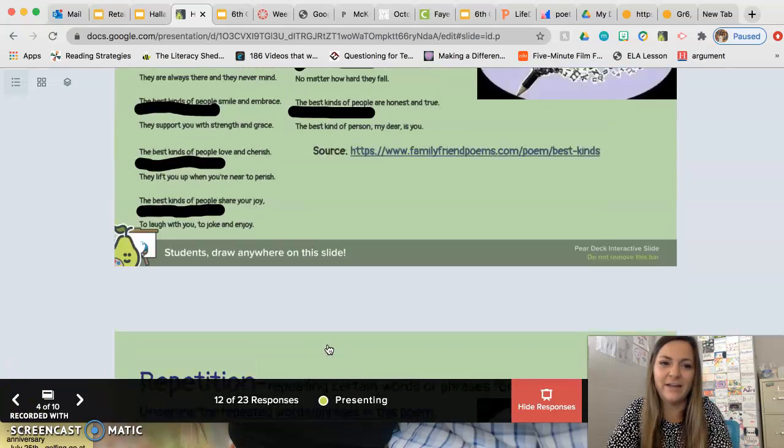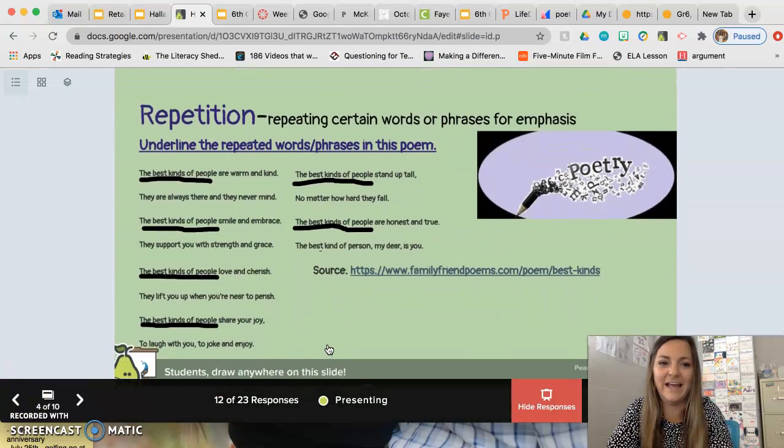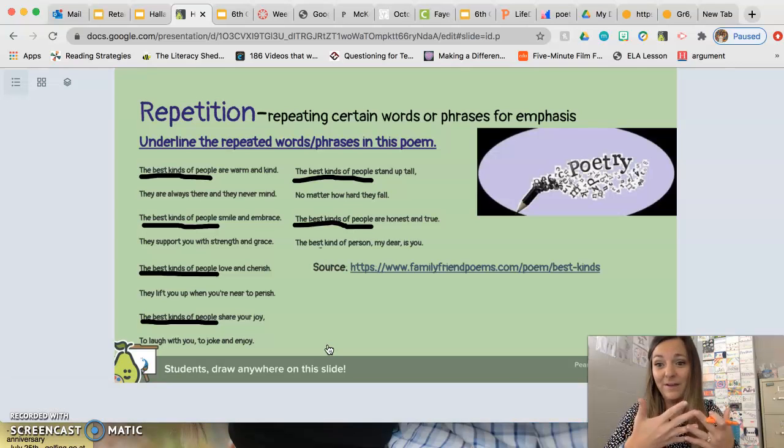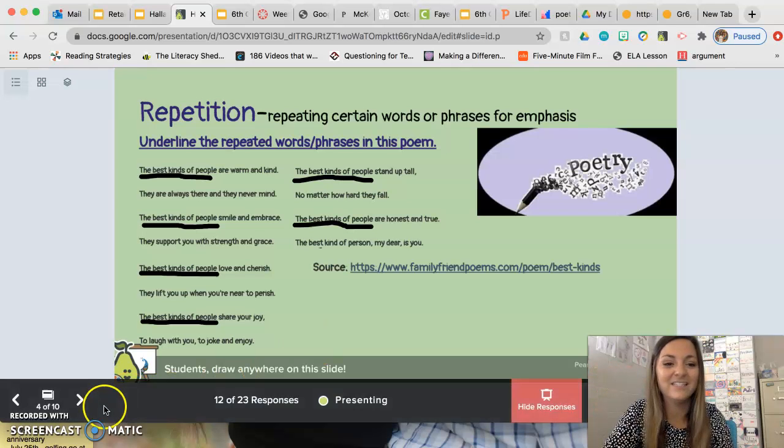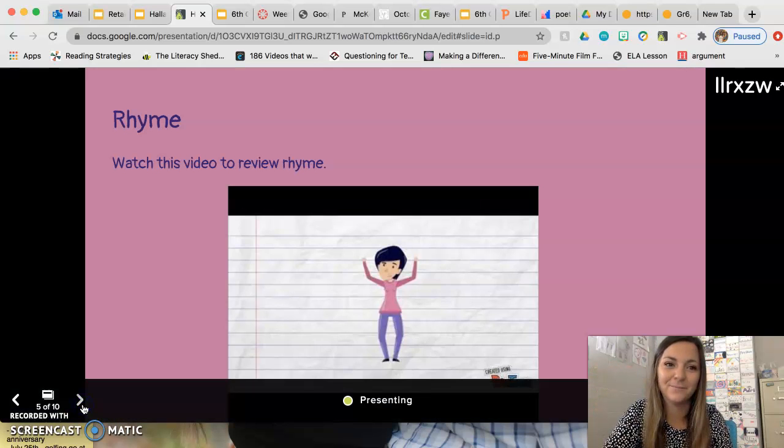Repetition is another one. It's words or phrases that are repeated for emphasis. So look at this one with the student example. The best kinds of people are warm and kind. They are always there and they never mind. The best kinds of people smile and embrace. They support you with strength and grace. So you see that repetition going over and over again, because what they want you to focus on is the best kinds of people.